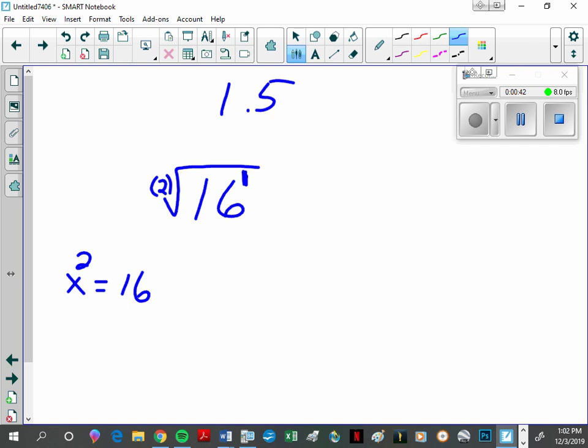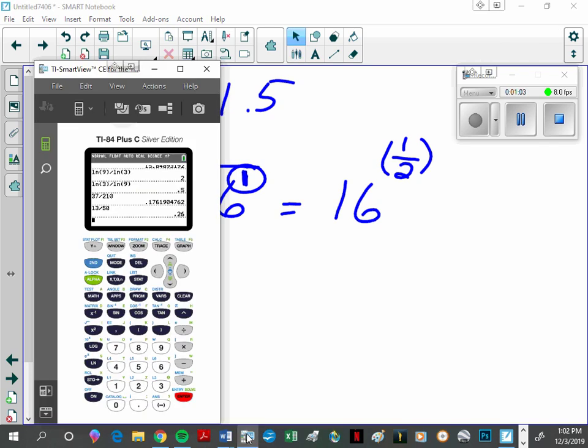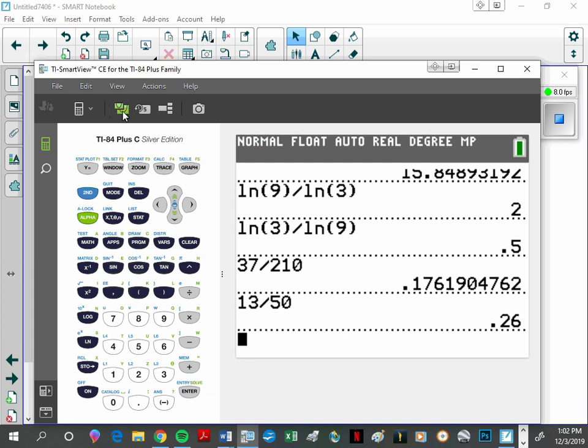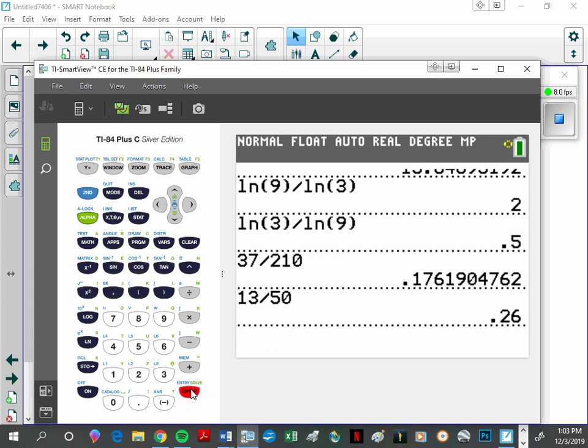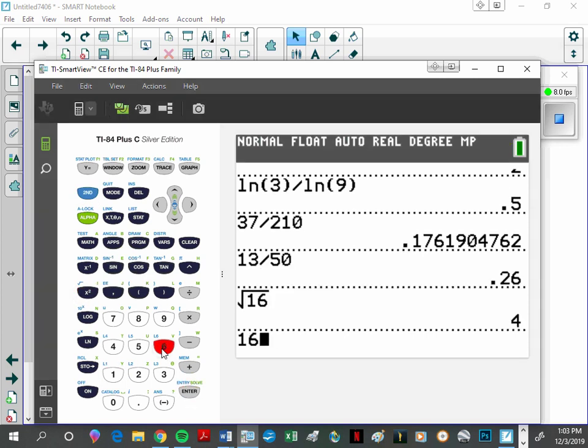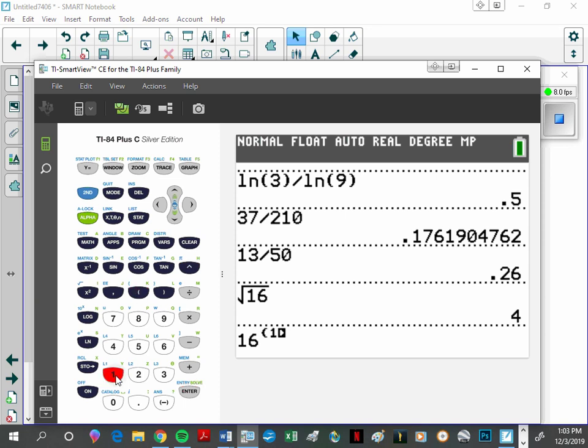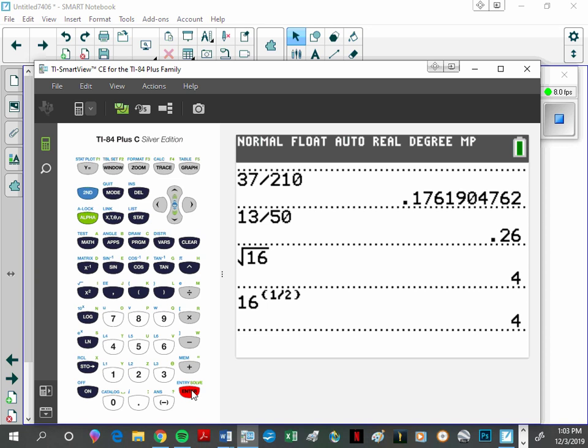So in exponent form, the square root of 16 is really just 16 raised to the 1/2. The exponent goes on the top of the fraction, and the radical goes on the bottom of the fraction. 16 to the 1/2. So if I did the square root of 16, of course the answer is going to be 4. But if I did 16 raised, and I'm going to put parentheses around the 1/2, then I get 4 also.